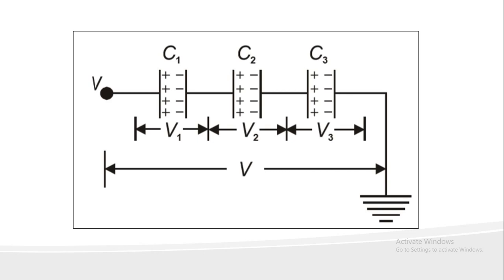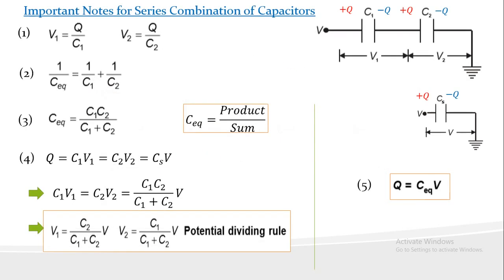Series combination you can picturize like that also, where the battery is not shown. In place of the battery there are two ends. The left end is shown at a potential V and the right end is shown as grounded. Grounded means the potential is 0. If this is 0 and this is V, the potential difference is V. In place of battery you can show that there is a potential difference of V at the two free ends of this combination. Okay. Now some important points related with this series combination.